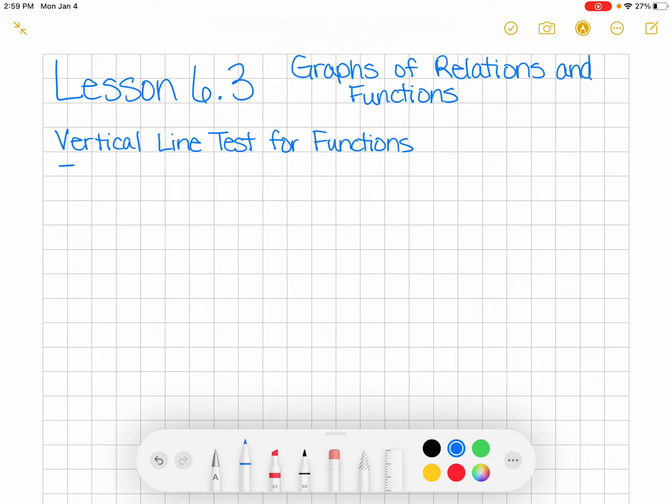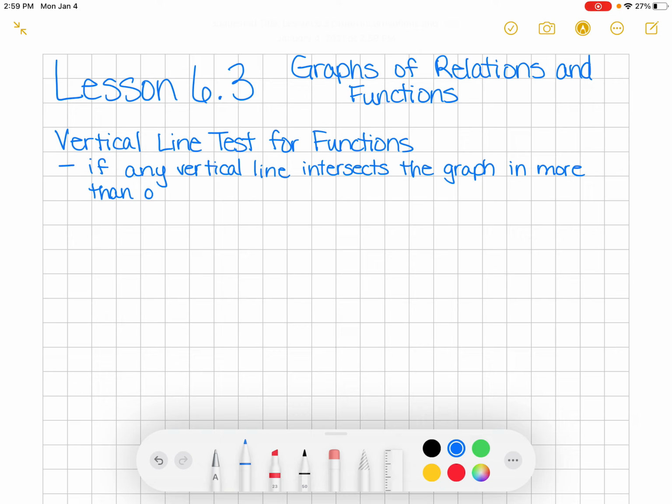Okay, and this is what it states. If any vertical line intersects the graph, make sure you're writing this down. If any vertical line intersects the graph in more than one point, the relation is not a function.